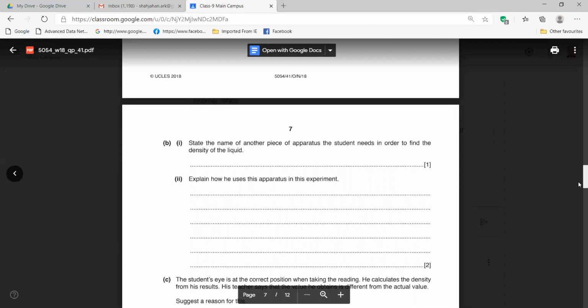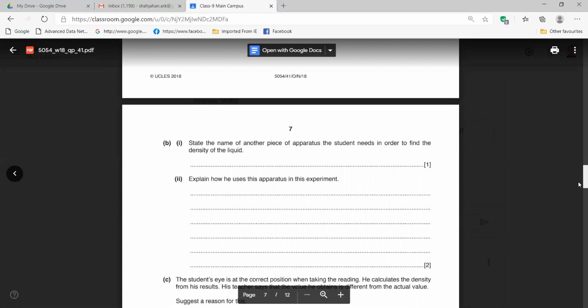Wait, let him try. I don't know. Let him try. Sir, I don't know, sir. You are going to find density, right? Yes, sir.